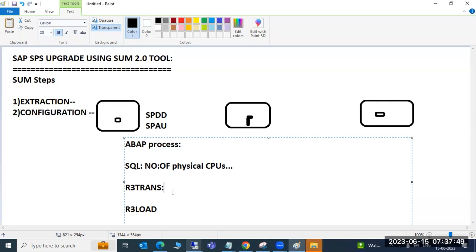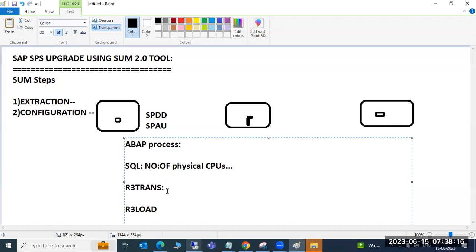These are processes at operating system level, right? This R3 trans process is used for importing the support packs in parallel. Here a number of SQL statements will be executed. These are parallel transport tools for the parallel import of the support packs.